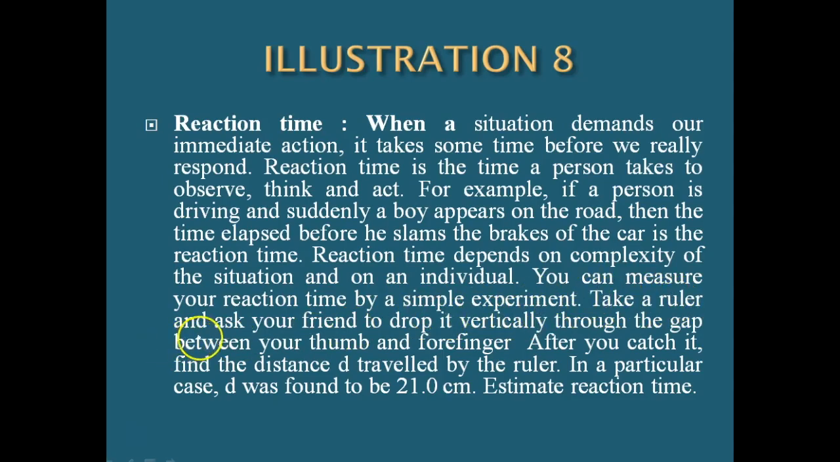Take a ruler and ask your friend to drop it vertically through the gap between your thumb and forefinger. After you catch it, find the distance d traveled by the ruler. In a particular case, d was found to be 21 centimeter. Then estimate the reaction time. So you just take a ruler.